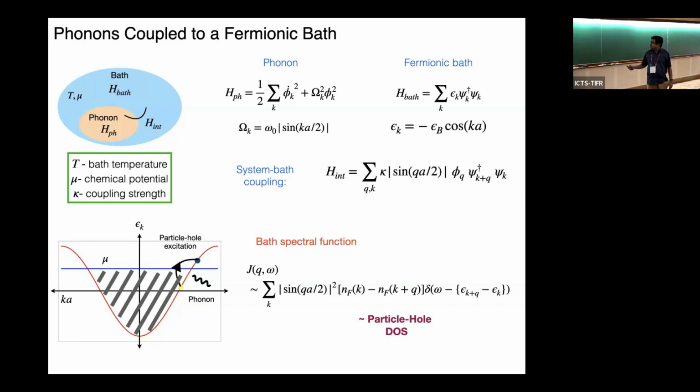Now, as you can see from here, the phonon actually couples to a particle-hole excitation because it's psi-dagger psi. So it basically couples to a particle-hole excitation of the fermionic bath. And if you write down the bath spectral function, the thing that comes up is the density of states of the particle-hole pairs. This is going to, for example, control the dissipation and the noise in your system as you go through the system.